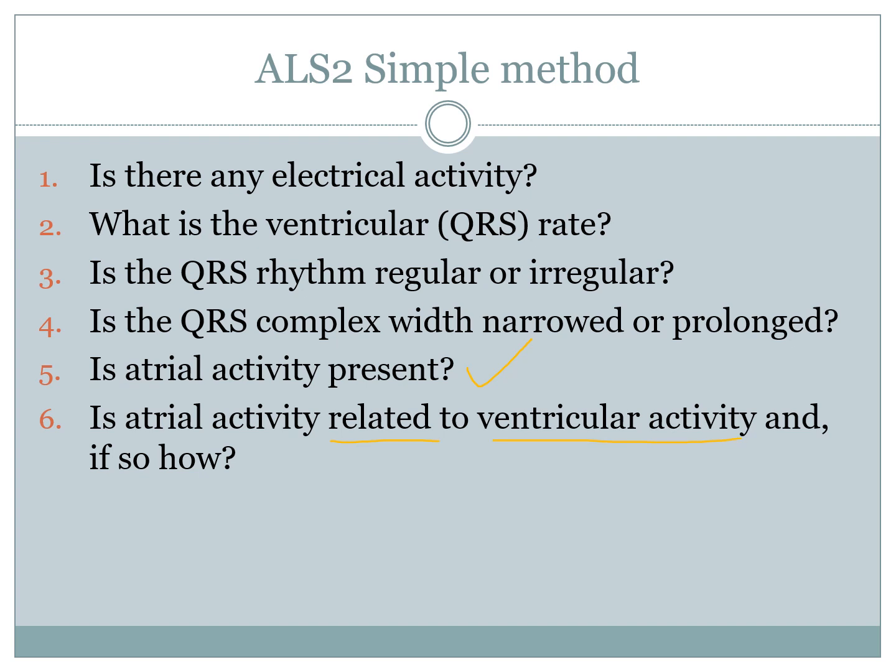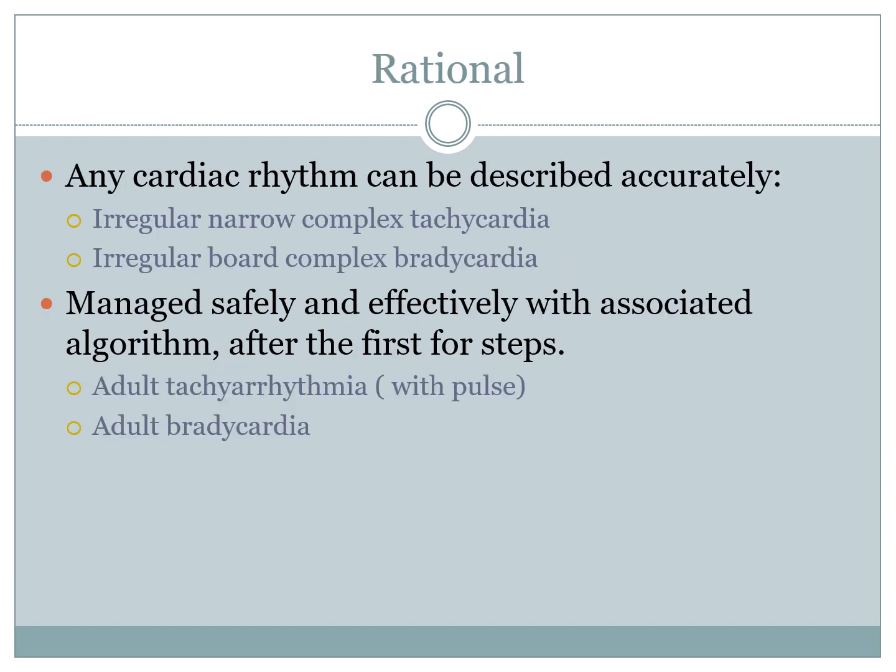So that's the method. Now the reason this method's in place is because this quick 4, sometimes 6-step method can help us correlate quickly to cardiac emergencies. So you can hand over quickly that you have an irregular narrow complex tachycardia or an irregular broad complex bradycardia, and they will correlate to algorithms that have been made for adult tachycardia and adult bradycardia. And as you will see, it's a lot quicker than going through those steps.